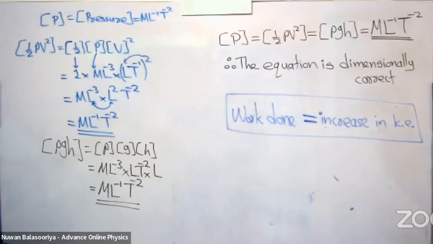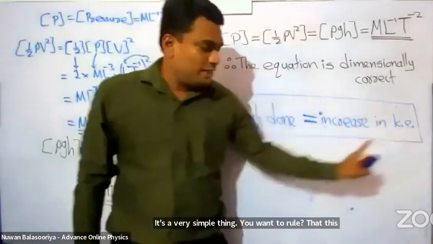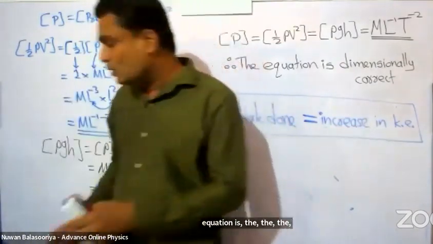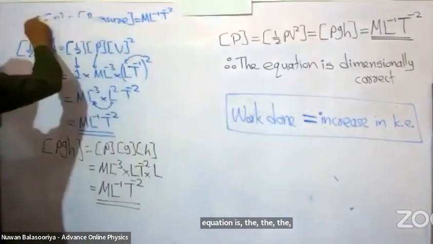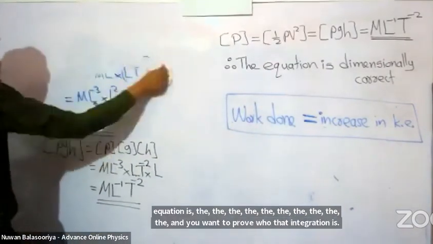It's a very simple thing. You want to prove that this equation is dimensionally correct: work done equals increase in kinetic energy. That's it.